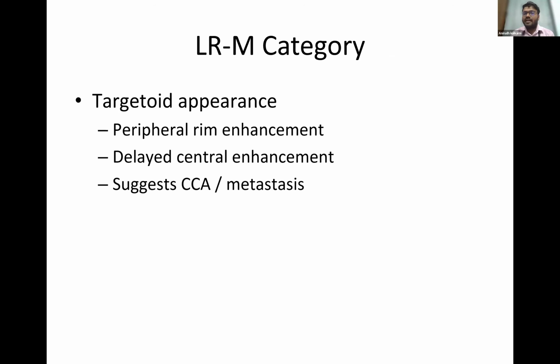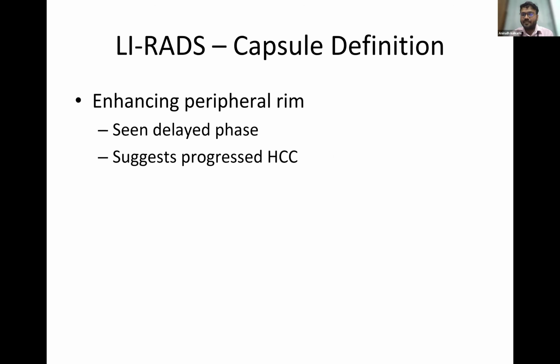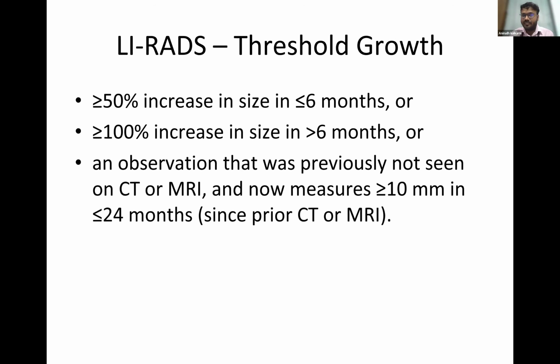So LRM category, targeted appearance, peripheral rim enhancement is there, continuous peripheral enhancement is there. But in hemangioma, it is discontinuous peripheral enhancement, nodular. But here it is peripheral rim enhancement with delayed central enhancement, which suggests cholangiocarcinoma or metastasis. So what is the definition of capsule? It is an enhancing peripheral rim seen in the delayed phase.